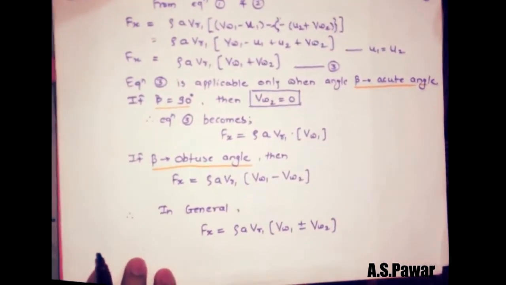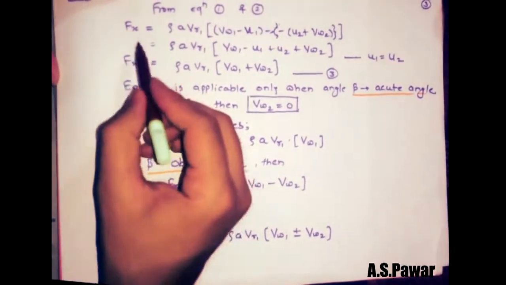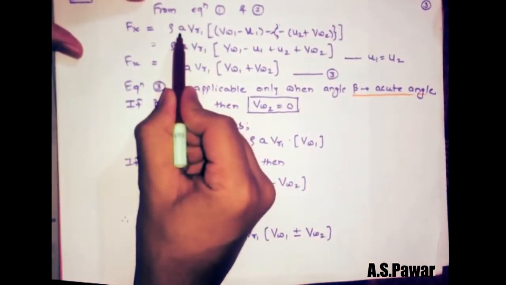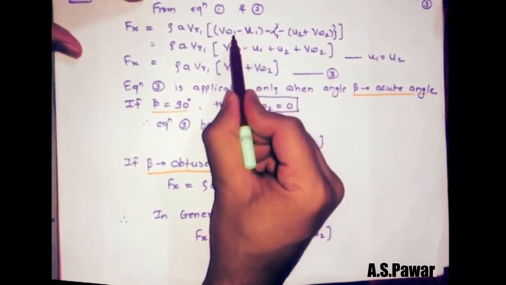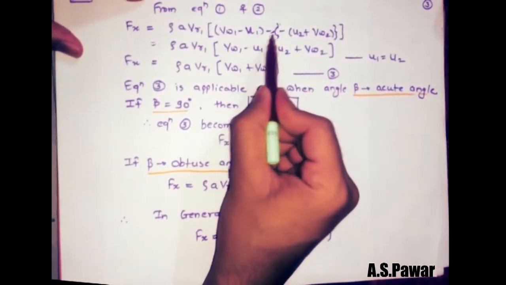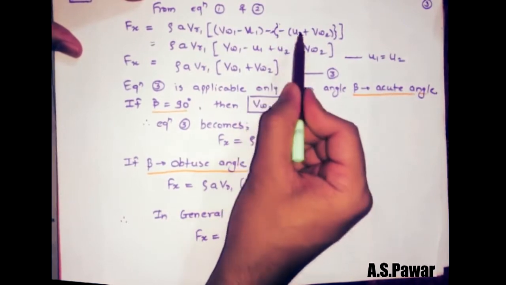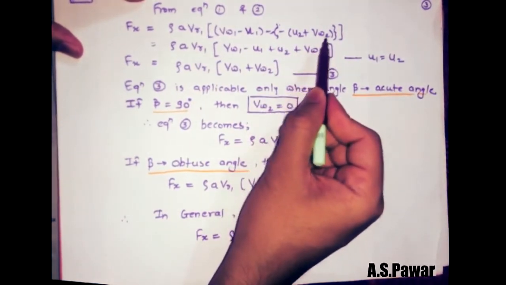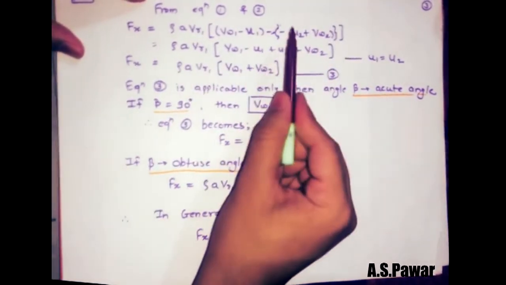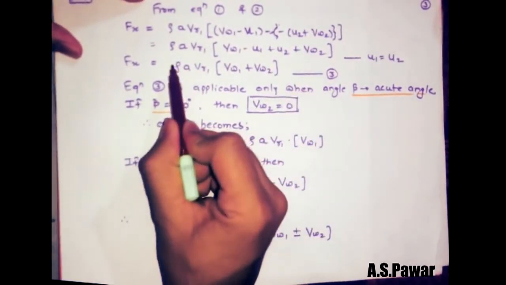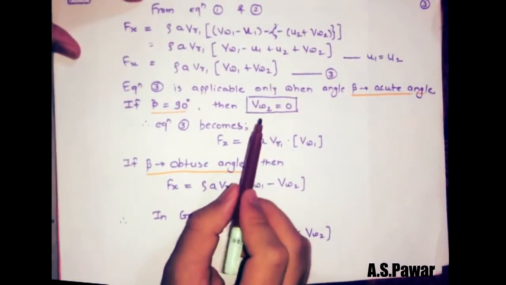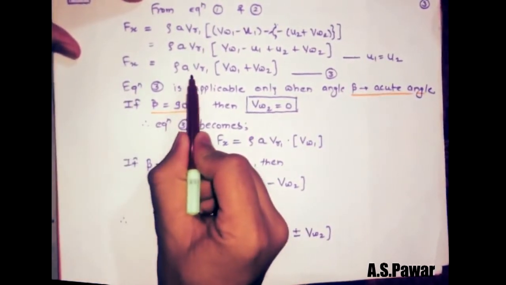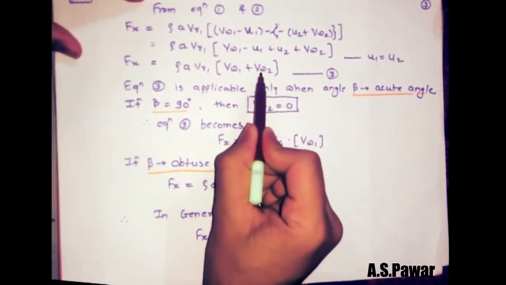Okay. So from equation 1 and equation 2, Fx will be equal to mass per unit second, rho a into vr1, into change in velocity. So (vw1 minus u1) minus (u2 plus vw2). If we simplify this equation, we can put the value of u1 equal to u2, because that is what we have considered initially. So Fx will be equal to rho a vr1 (vw1 plus vw2).